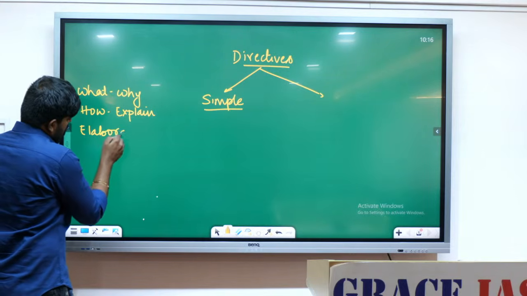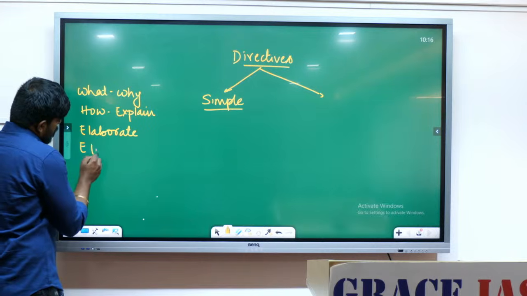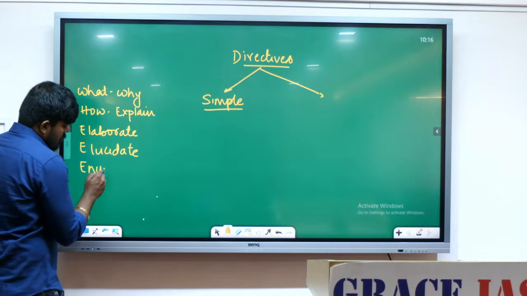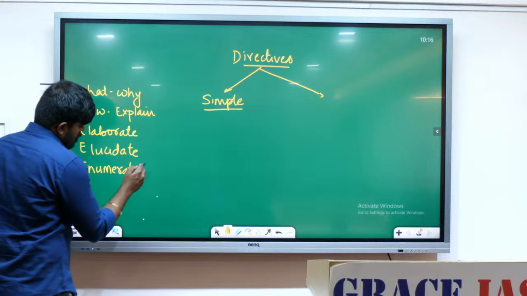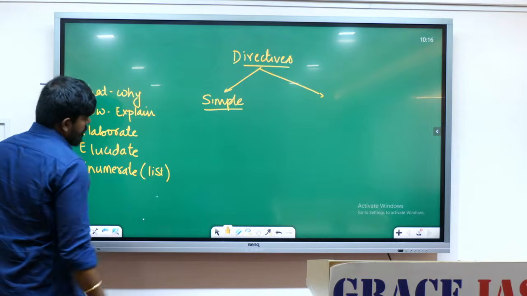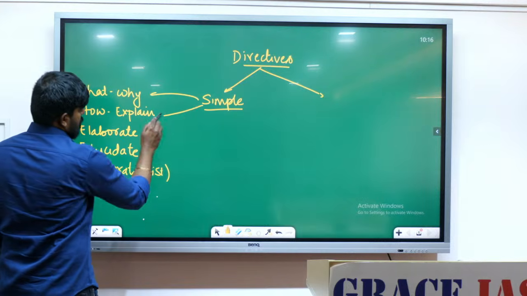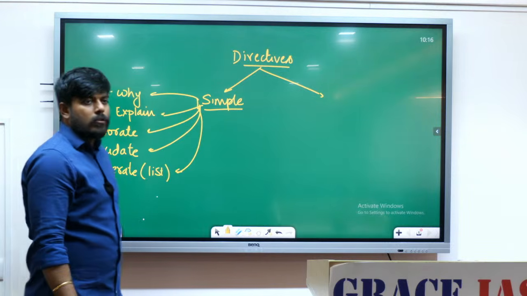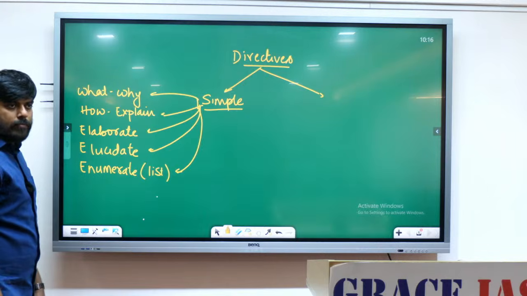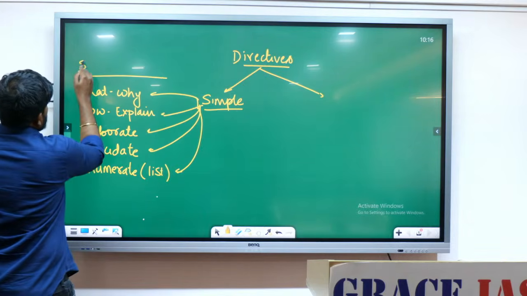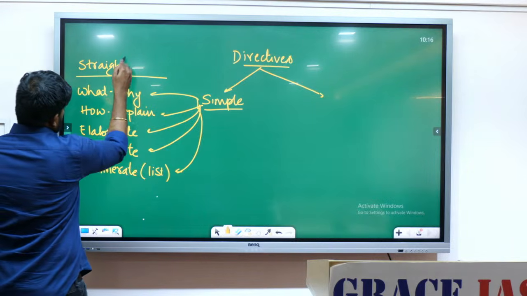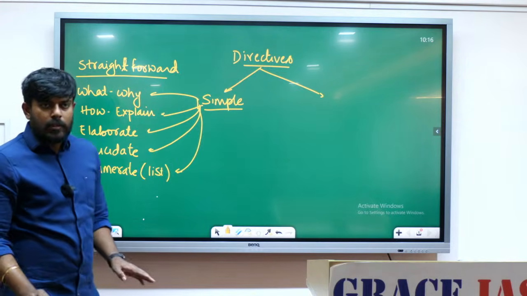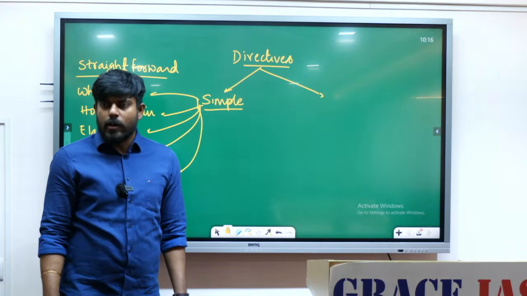elaborate, elucidate, enumerate. Okay. They are all the simple directives. So when these directives are used in the question, you need to just write the straightforward answer and there is no need for any sort of analysis here. Just whatever is asked, try to answer that. You don't have to overthink.